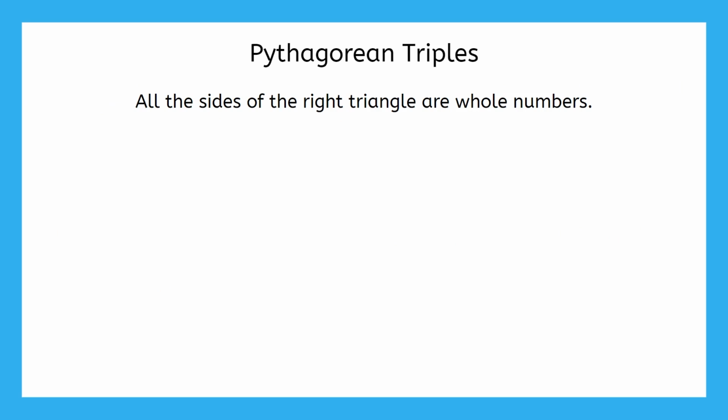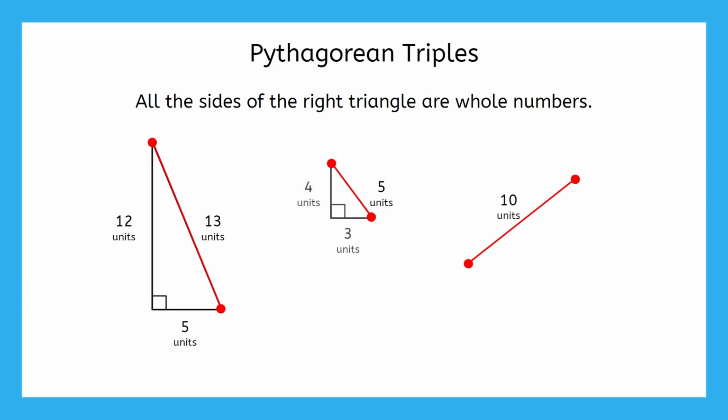So far, when we found the distance between 2 points, we've only gotten whole number answers. That's because we've only been working with Pythagorean triples. The distances between the 2 points always ended up being a whole number. And if we made a triangle, the lengths of the legs were whole numbers too. These are all Pythagorean triples.